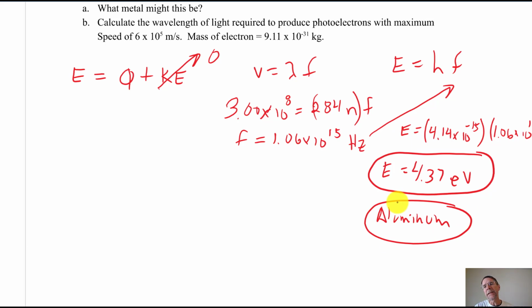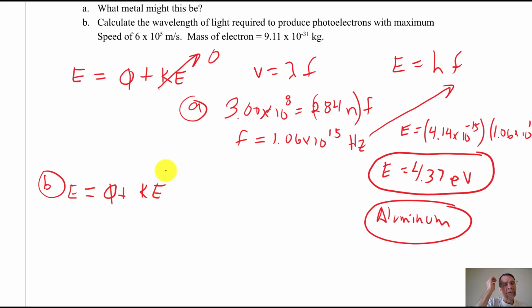All right, part B, then: calculate the wavelength of light required to produce photoelectrons that now have a speed of 6.0. So now we're resetting the problem. That was all part A. Part B, then, we're going to start over. E equals the work function plus the kinetic energy. So now the kinetic energy of the electrons is not zero. The only thing that stays the same between part A and part B is the work function. We still have the same metal. So the work function is still 4.37 electron volts.